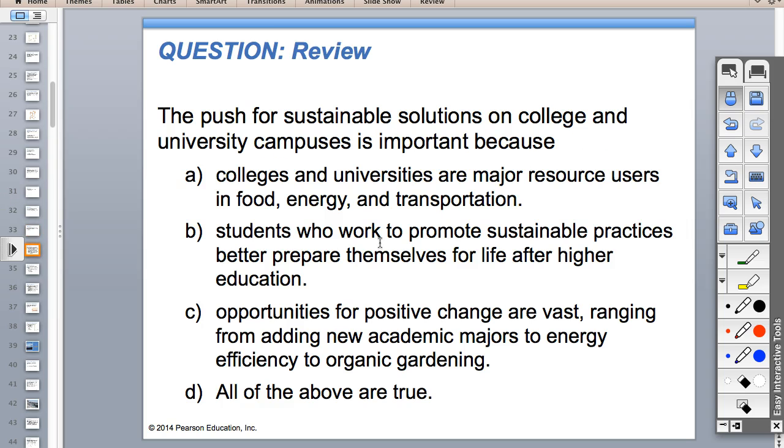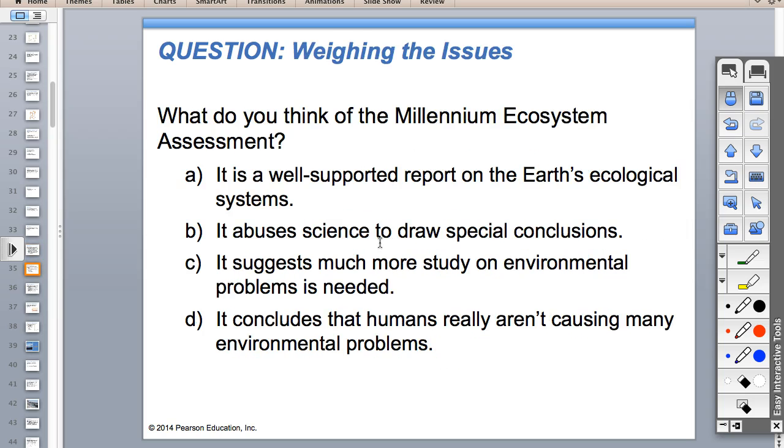All right, so the push for sustainable solutions on university and college campuses is important because I think we already know the answer, don't we? It's D. Is it really D? Okay. Oh, and I actually took this out of the PowerPoint. So this one, when I left yesterday, both of my computers are really quirky, and I took this one out, but it didn't. Yours doesn't have this, does it? It does.